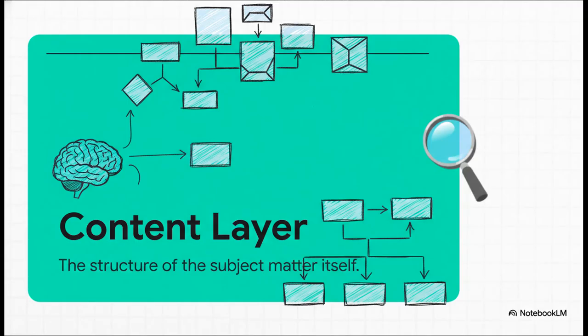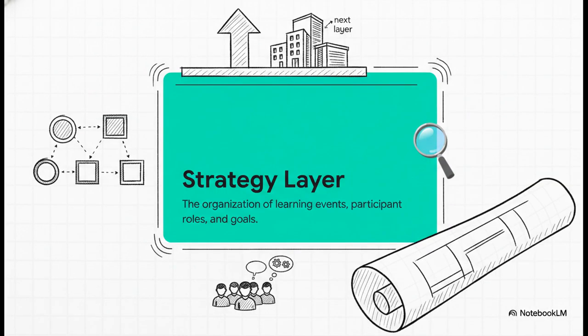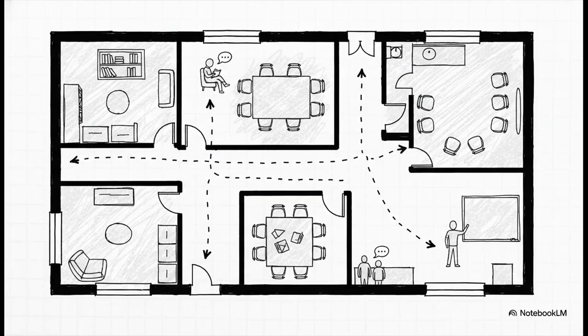First stop on our tour is the content layer. This is the foundation. In our building, this is all your raw materials. We're talking the lumber, the bricks, the glass. It's the what of the lesson, the facts, the ideas, the skills that you're actually building with. Okay, next up we've got the strategy layer. This is about how everything is organized. Now, if the content is the bricks, the strategy is the floor plan. It's the layout. It decides how people are going to move through this learning space, what they're going to do, and how everything flows together.